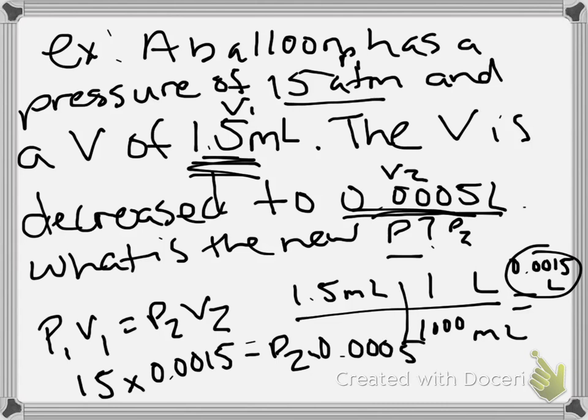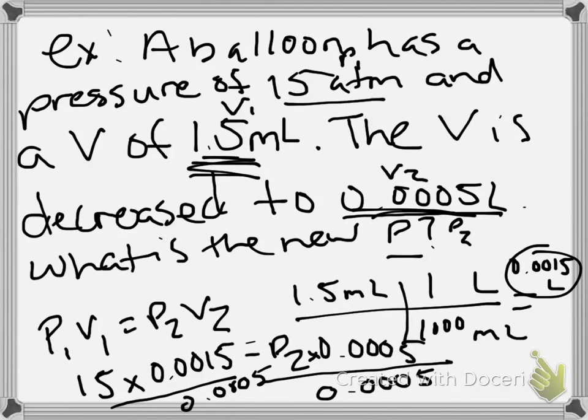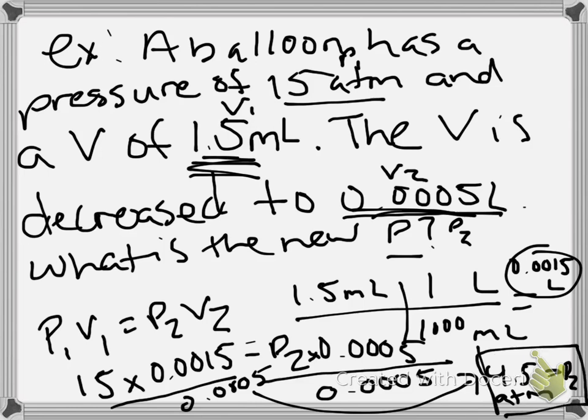So to get P2 by itself, I'm going to divide by 0.0005 on both sides. So let me go do that in my calculator. And I got 4.5 for P2, and that's going to be in atm because P1 was in atm. So that's my answer. So that's the first gas law.